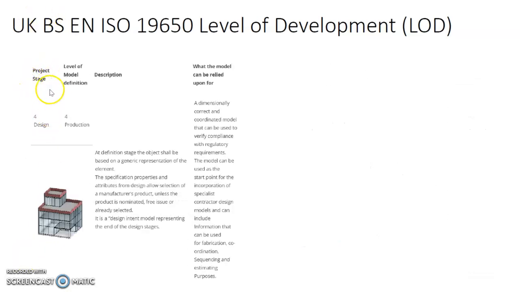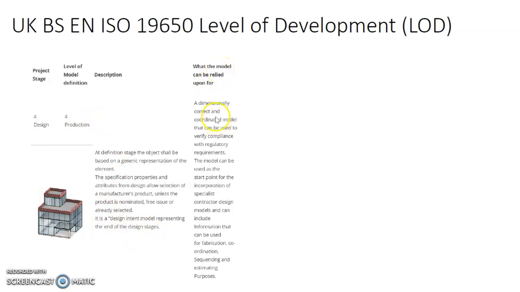So for level 4, the project then goes to the design stage, and in terms of the level of model definition, it is at the production stage. So at this stage, the object should be based on a generic, that means a general representation of the element. The specification properties and attributes of the design allow selection of the manufacturer's product unless the product is nominated, free issue or already selected, or it is a design intent model representing the end of the design stages. And what can this model be used for?